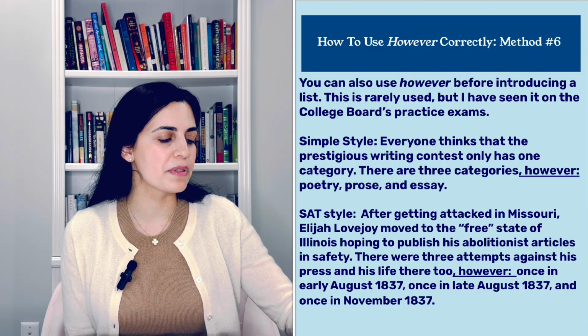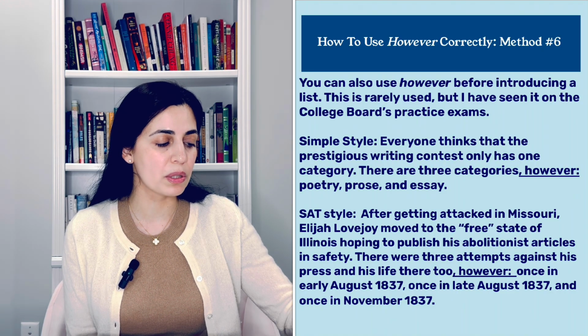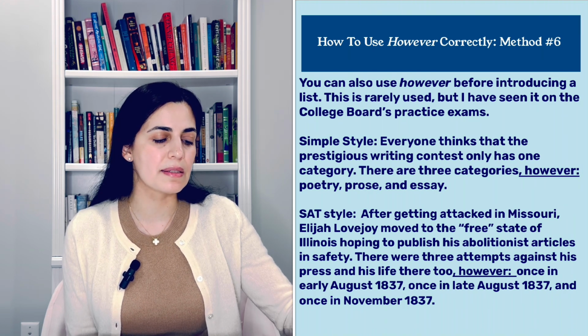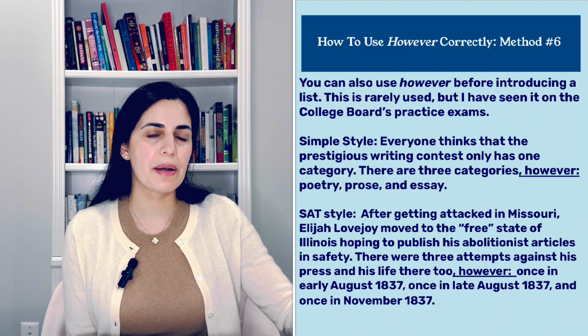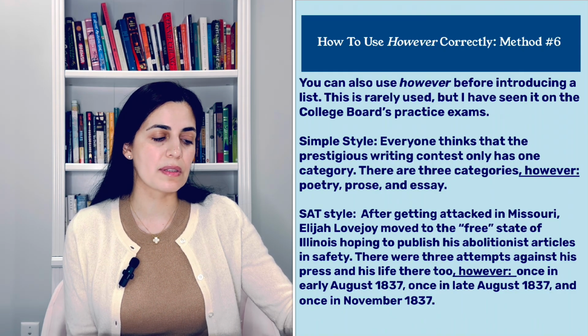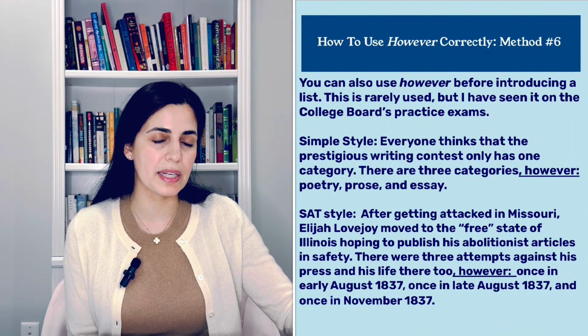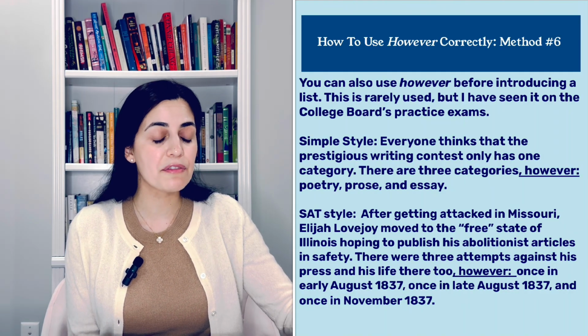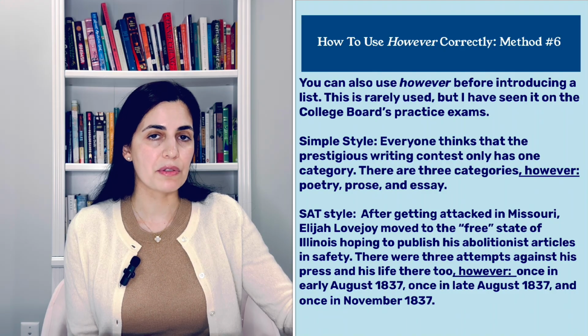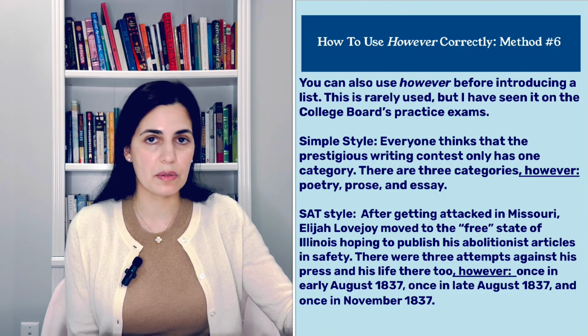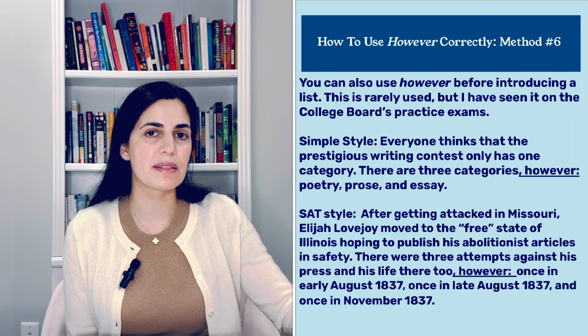A more simple style is: everyone thinks that the prestigious writing contest only has 1 category. There are 3 categories, however: poetry, prose, and essay. So as you can see in this example, the word however is part of the second clause. The second clause is the opposing idea to the first one, but after the word however, there's a colon to introduce a list, the 3 categories mentioned in that second clause.